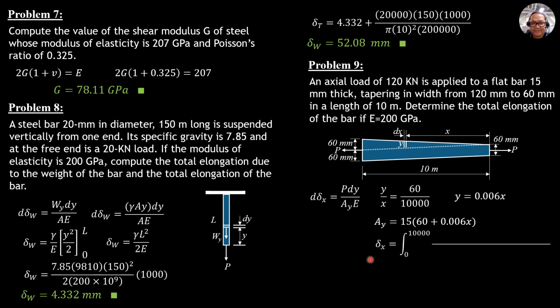So sigma x therefore is integral from 0 to 10,000 mm of P, which is equal to 120,000 newtons dx, all over area, 15 times quantity 60 plus 0.006x, then E is constant at 200,000 megapascals. So sigma x here is in mm. Sigma x is 4.621 mm.